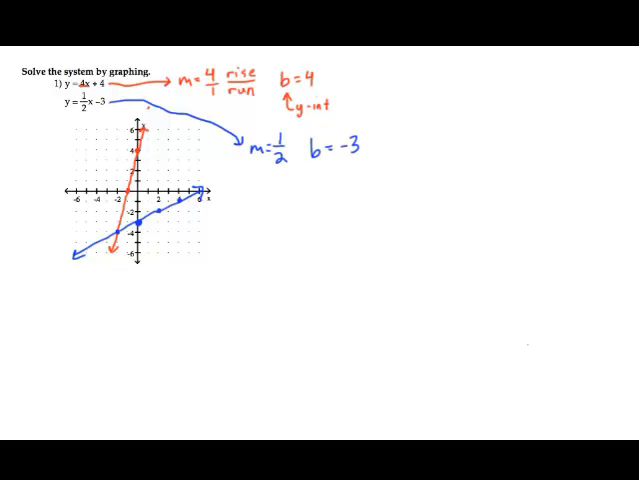So the answer on this is the point where those intersect, which is right here, which is at -2, -4. So that's what we would put for our answer.